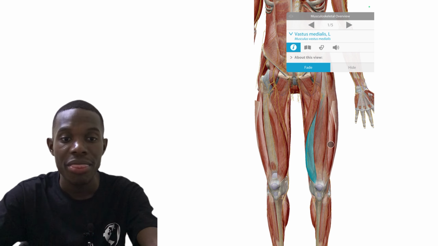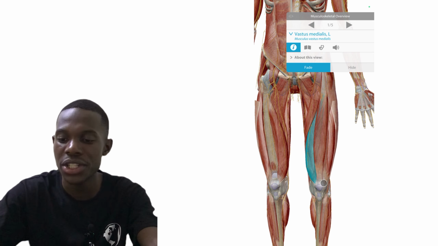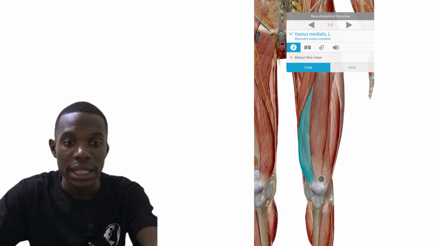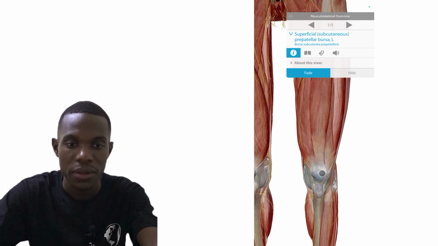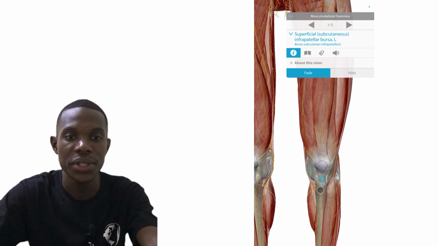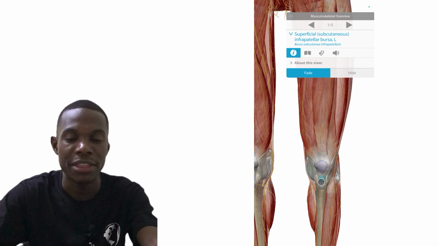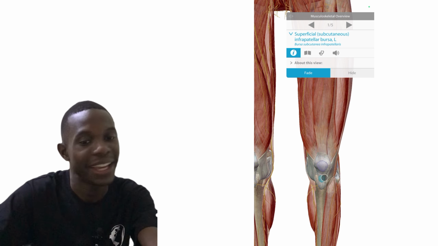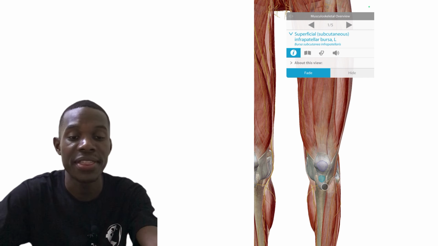So these are your quadriceps muscles. The quadriceps muscles will attach at the base of the patella, as you can see over there, via the quadriceps tendon, and then they will also attach to the tibial tuberosity via what we call the patellar ligament, or the ligamentum patellae. So they will attach there, as you can see, via that tendon.